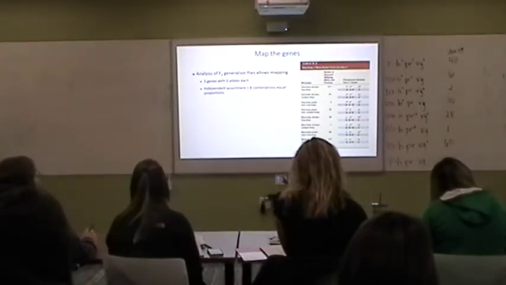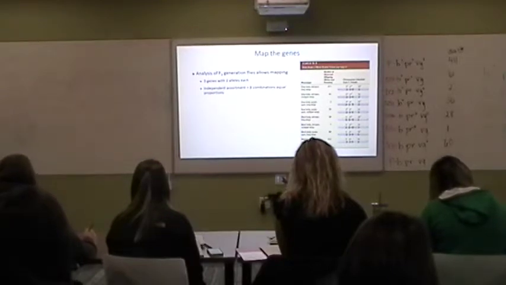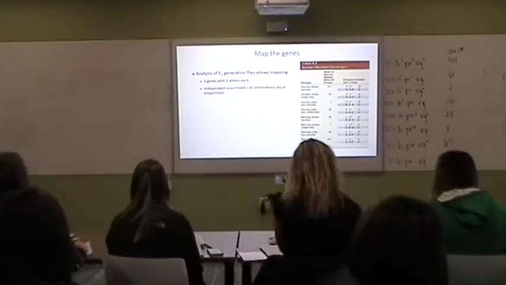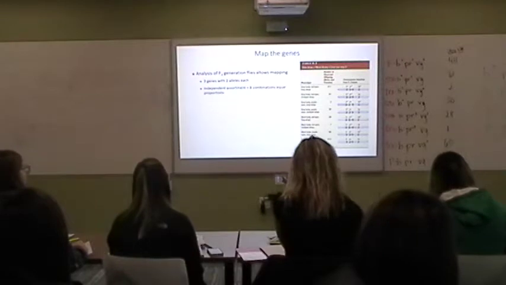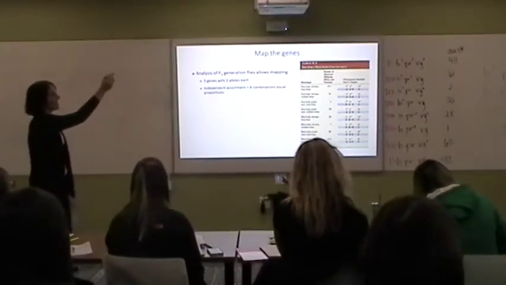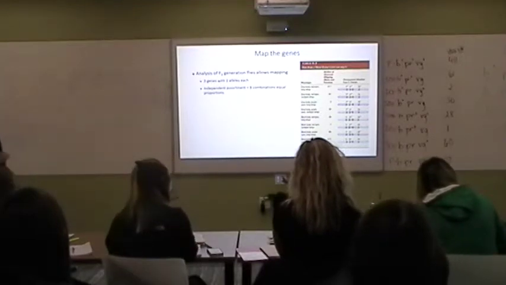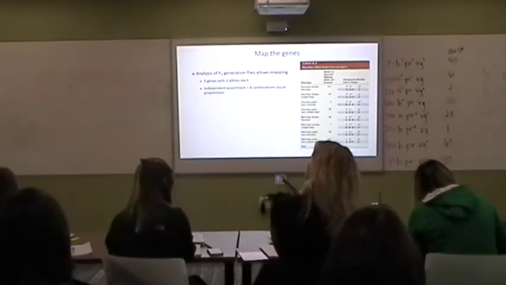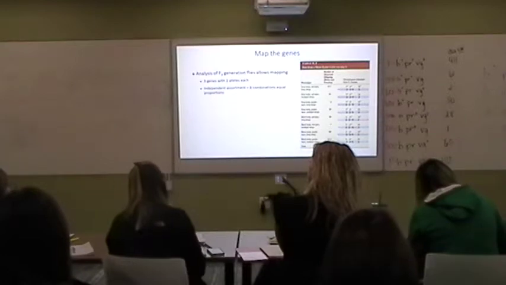Which is what? Recombinant progeny over 1200? Is it the recombinant progeny over total progeny? Yep, exactly. So, in order to determine our map distances between B and PR and PR and VG, we are going to find our number of recombinant offspring divided by the total number of offspring.